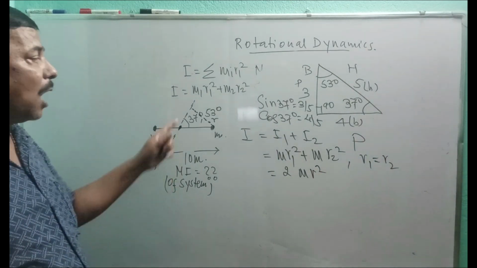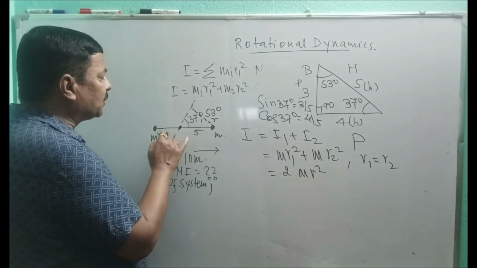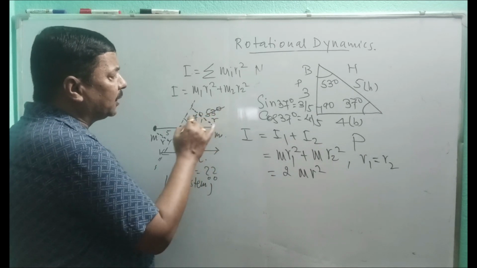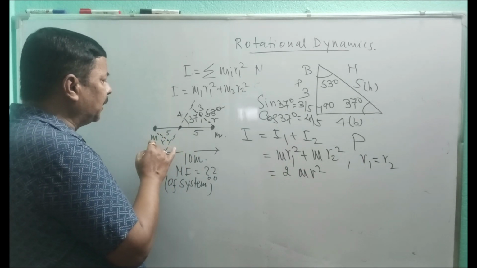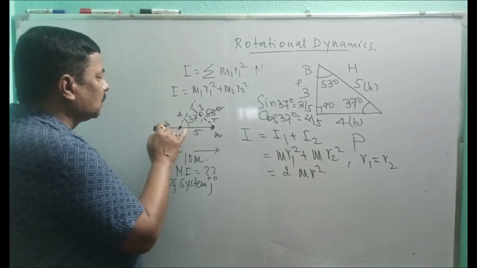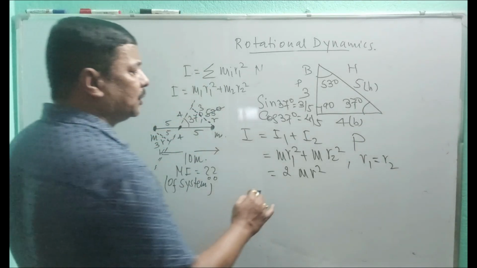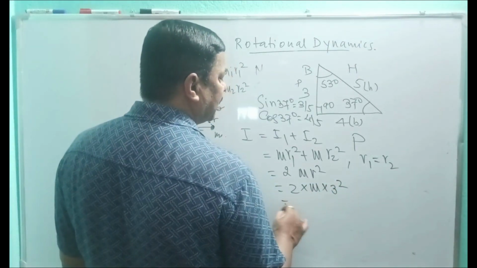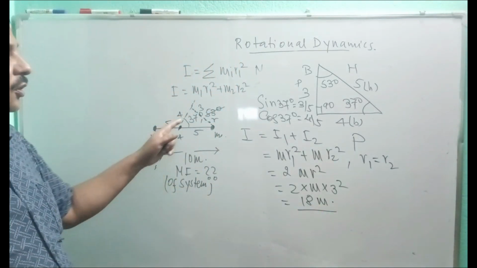Now the problem arises: how to find the value of r. As I told you, this is 10, this is 5, this is also 5. So this is 37. If we take the 37 value, then this value should be 3, this value should be 4. So this value is 3, the perpendicular distance is 3, that is 2 into m into 3 square, and this gives you 18m. 18m is the value for 37 degree.